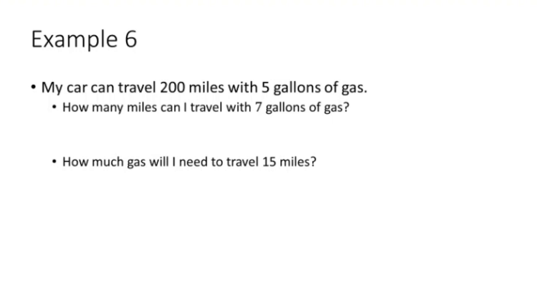Now, in this problem here, gas would be the independent variable. The miles would be the dependent variable because the distance my car travels does depend on how much gas is in there. So if I want to think about the slope formula with my specific variables, my change in the dependent variable would represent how far I can travel. My change in my independent variable would be the amount of gas I have.